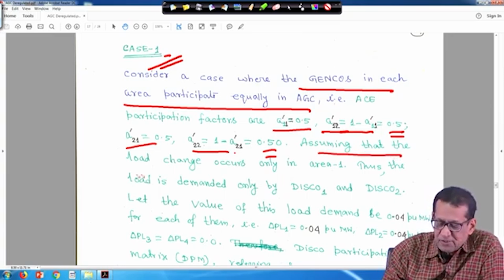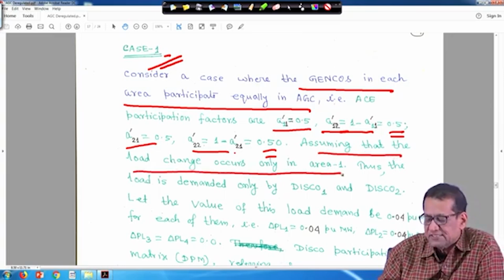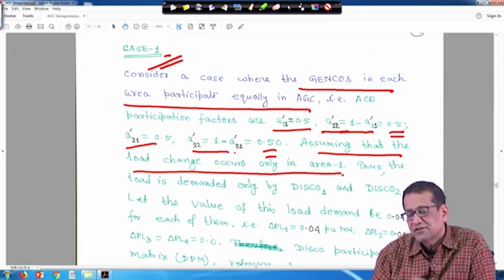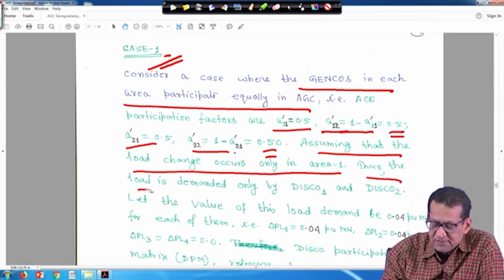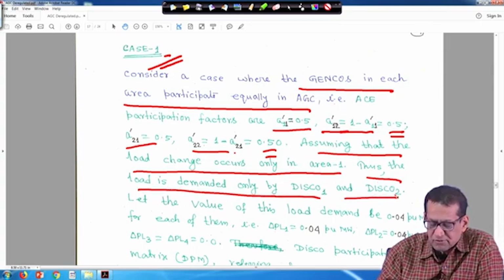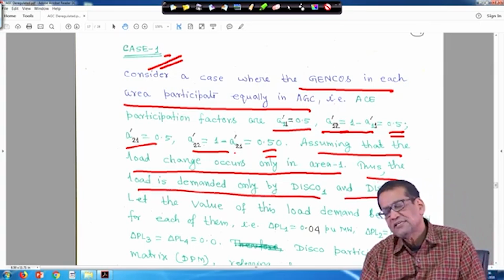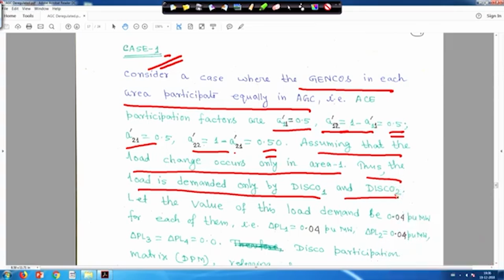Assuming that the load change occurs only in area 1, thus the load is demanded only by disco 1 and disco 2. So, if load change occurs only in area 1, it means in area 1 you have 2 distribution companies.